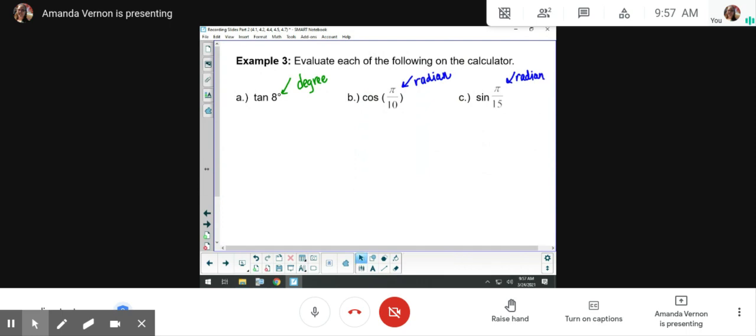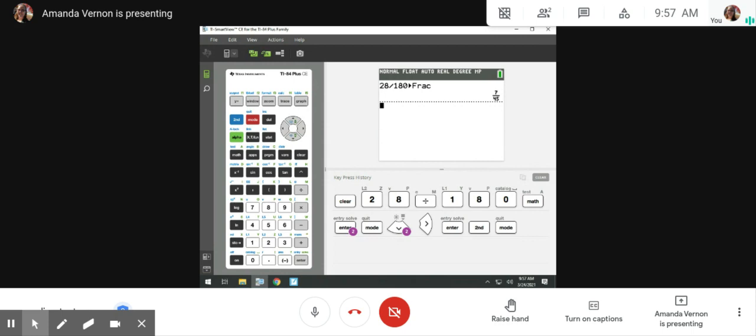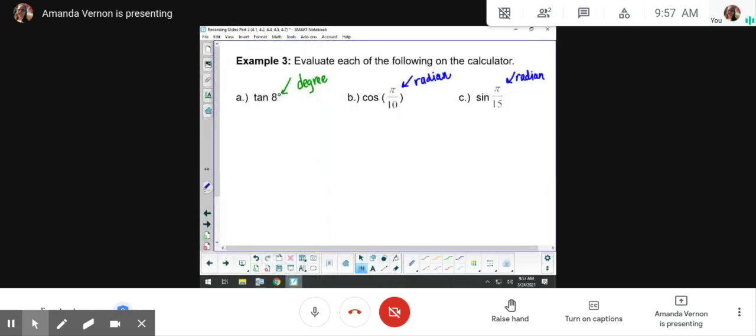Next, I'm going to grab my calculator and evaluate these. In my calculator, the first one was in degree mode, so I'm going to click over the top of degree and press enter. Then I can go out, and it was tangent of 8 degrees. So I'm going to type in tangent of 8, closing my parentheses, and I get an answer of 0.14.